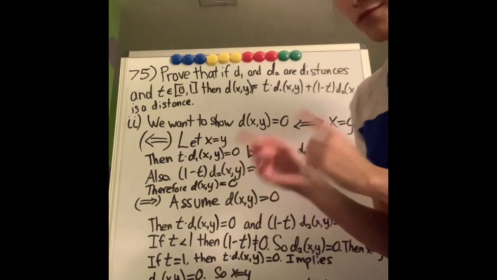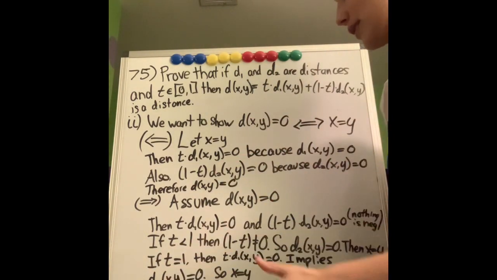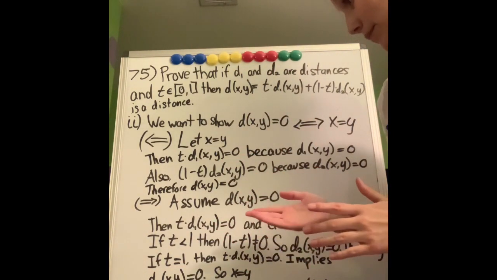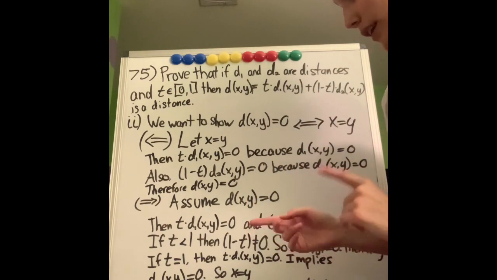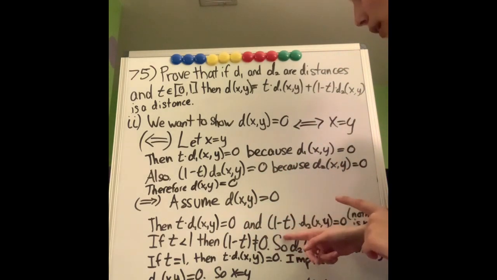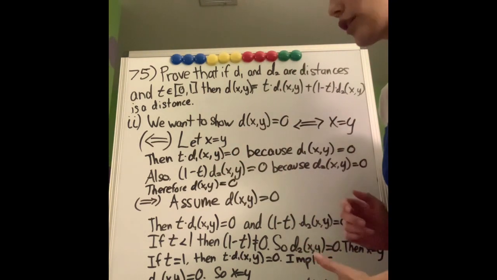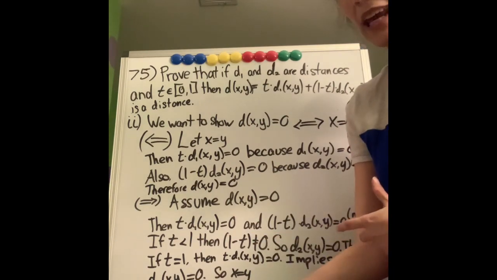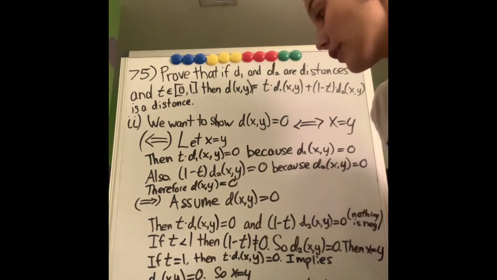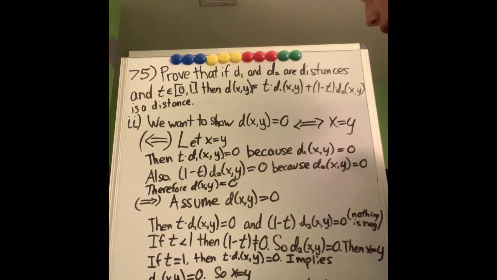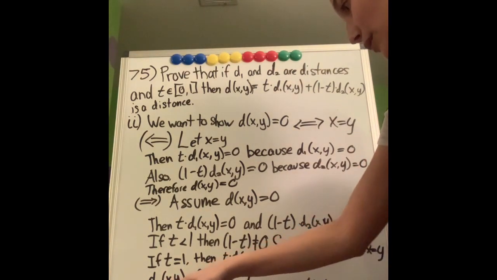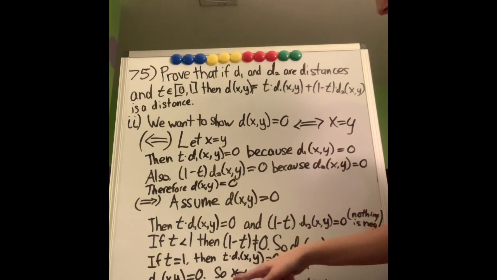Okay, now for the hard part. So we're going to assume that the distance from x to y is 0. So then t times d1(x,y) is 0, and (1 minus t) times d2(x,y) is 0. And that's because all of these terms are greater than or equal to 0. They can't be negative, so we can't have additive inverses. So if t equals 1, then t times d1(x,y) is 0. Wait, sorry, I'm skipping around here. This implies d1(x,y) is equal to 0, so x is equal to y.